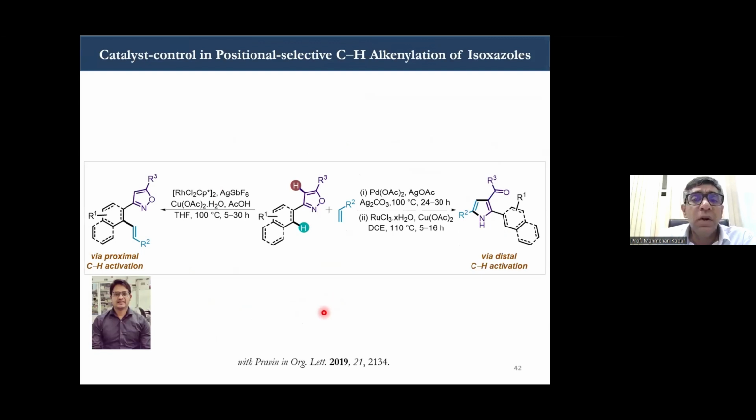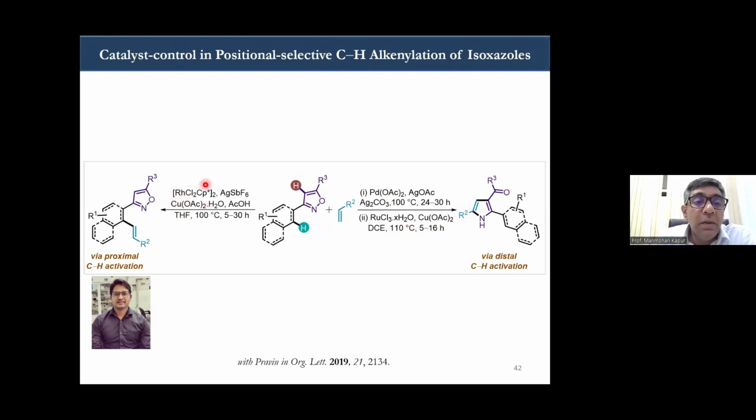One of the works that gave us a proof of concept for our approach is this particular work, in which we carried out a catalyst controlled positional selective CH alkynylation of isoxazolones. So what did we do here? With palladium catalysis, we functionalized this particular position, and the product we oxidatively took forward to generate pyrroles. We'll see the mechanism in 2 minutes.